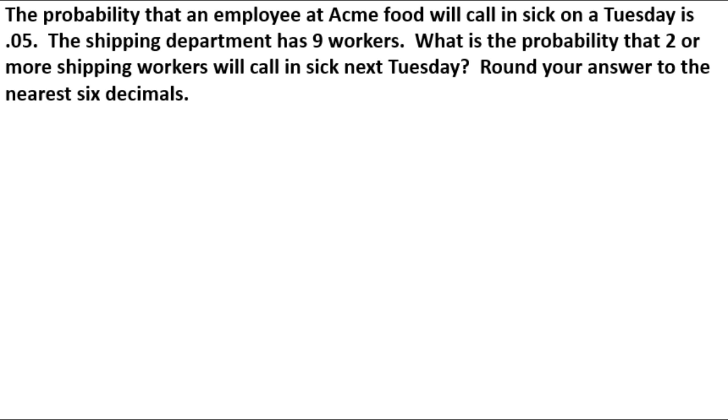So this can be 2 of them, 3 of them, 4 of them, 5 of them, all of this. We can add up each one of them individually. We can find the probability of 2 of them, add that to the probability of 3 of them calling in sick, add that to the probability of 4, all the way to 9. We can do that, and that's a lot of work.